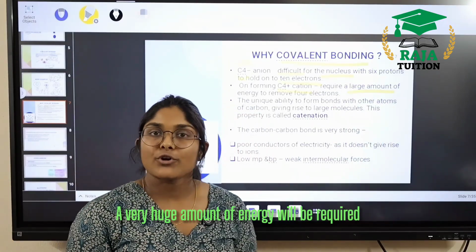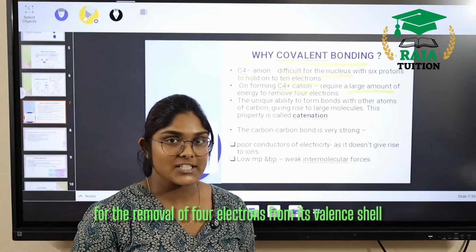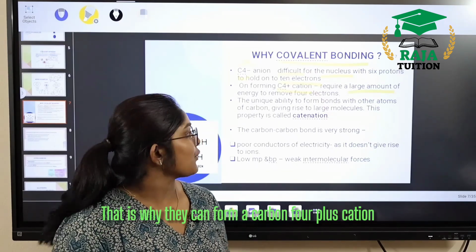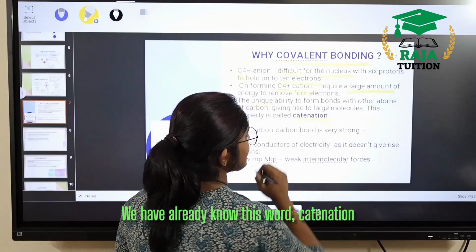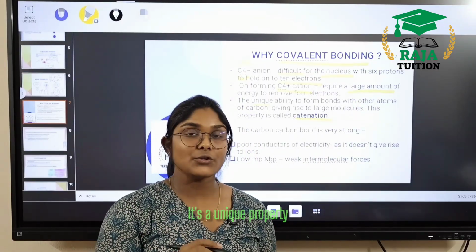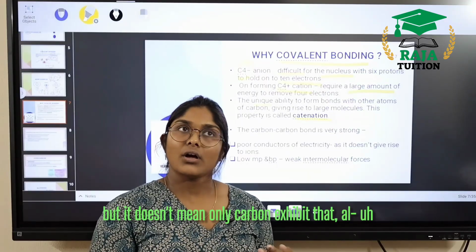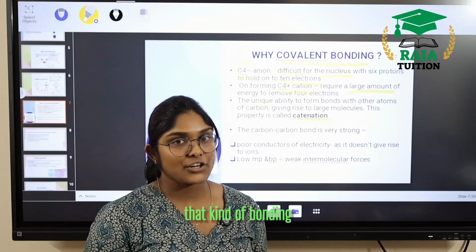A very huge amount of energy will be required for the removal of 4 electrons from its valence shell. That is why they can form a carbon 4 plus cation. Okay, we have already known this word catenation. It is the self-linking property of carbon. It's a unique property, but it doesn't mean only carbon exhibits that. Silicon also exhibits it, and some other elements also exhibit that kind of bonding.